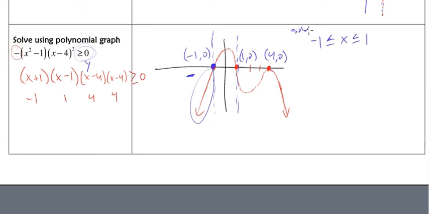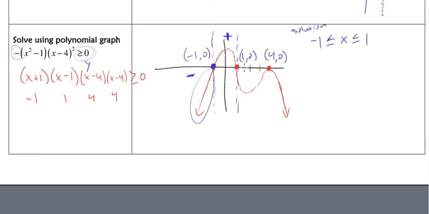So, solution. We got negative 1 is less than or equal to x, which is less than or equal to 1. Sorry, I'm mumbling that all over the place. Our solution is negative 1 is less than or equal to x, and less than or equal to 1. So here are some positive solutions. We want these. These are good.